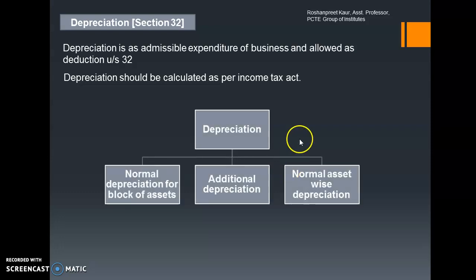Okay, now when we talk of depreciation, there are three things which we will study. One is normal depreciation for the block of assets. Another is additional depreciation, and next is normal asset-wise depreciation. Now, these are the things which need to be covered under the chapter depreciation. Now, I will discuss the block of assets in this video only, and we will discuss these things in the upcoming videos. What is block of asset? What is additional depreciation? All these things will be covered in upcoming lectures.